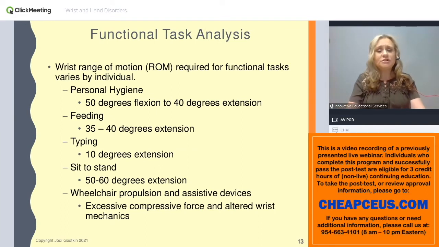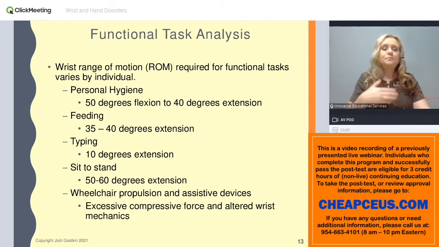As we consider functional task analysis, when the research is looking at different components of movement, there are several standards that they try to develop. They use different silicone gloves and computer technology to try and see, for brushing the teeth, feeding, what are the standards of goniometry. And we know when we're setting our goals for our patient, we want to have functionally related goals.